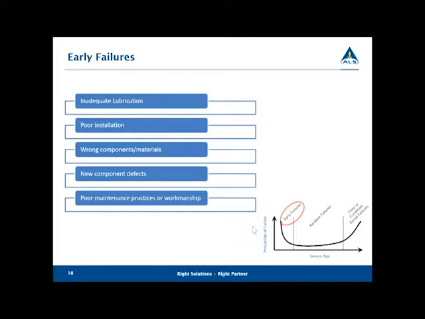Poor installation, obviously, not so much a lubricant issue, but still an issue nonetheless. Wrong components and materials, and that also includes oil and grease. New component defects. Usually we call this the burn-in phase. Usually when things are brand new, they do go through a burn-in phase before all the issues get shaken out. And then poor maintenance practices or workmanship.